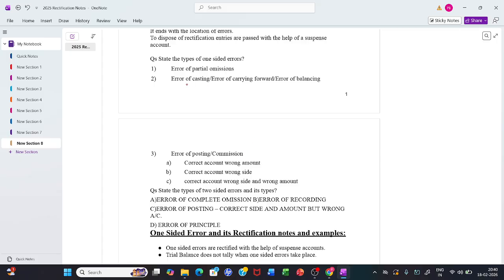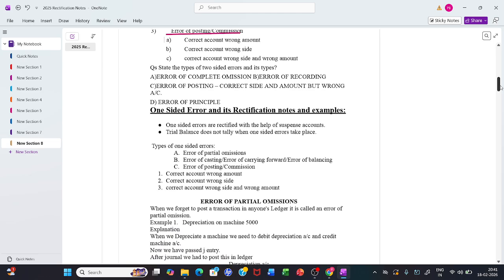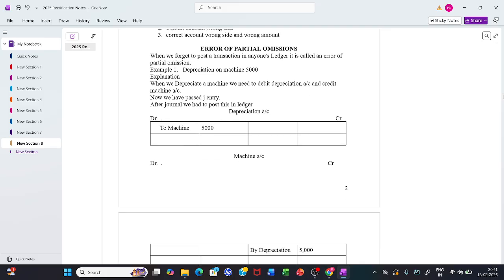Now, we have types of one-sided errors. I've classified them into three types. One, partial omission. Second, error of casting, totaling, carrying forward. Third, error of posting, or you can call it error of commission. So let's try to understand each one of them in detail and how to rectify them. Starting first of all with the error of partial omission.